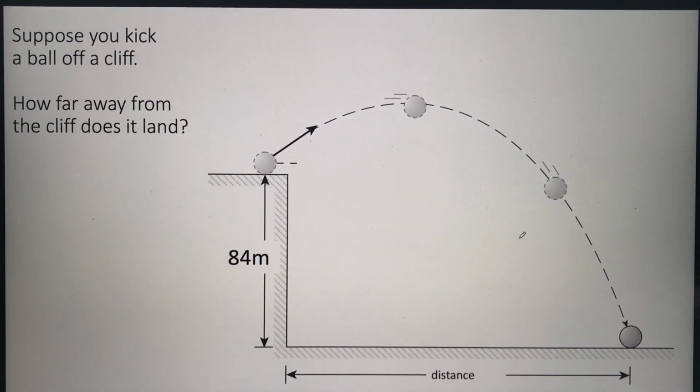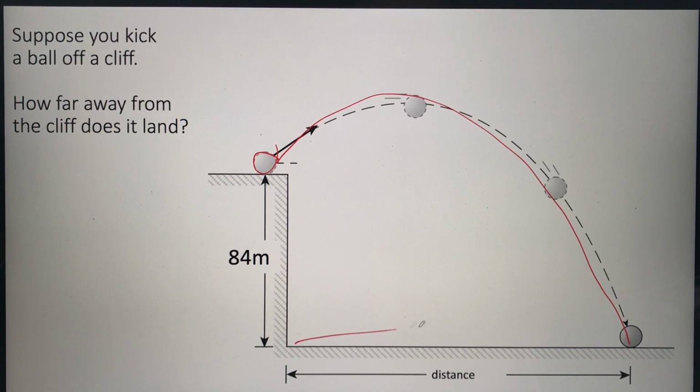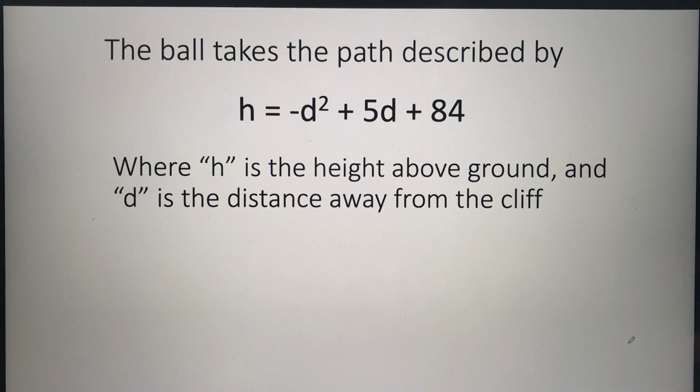So let's try an example. Suppose you kick a ball off a cliff. You're up here on a cliff, you kick the ball. How far does it go away? We're trying to find this distance down here. How far away is it? So we have this path.